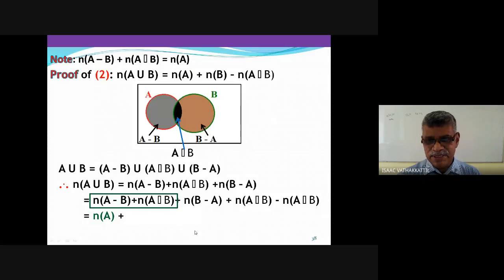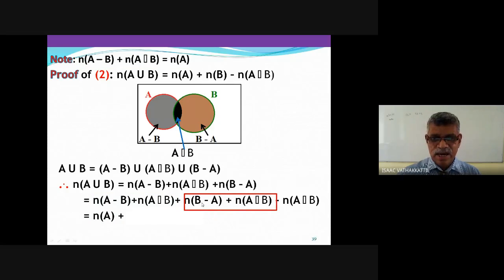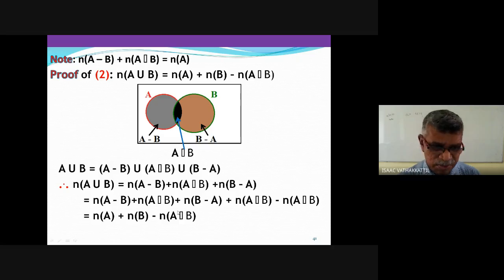So number of A plus, further, number of B minus A plus number of A intersection B. Where is B minus A? Where is A intersection B? Number of B minus A plus number of A intersection B is number of B. And what is left out is number of A intersection B. So number of A union B is number of A plus number of B minus number of A intersection B.